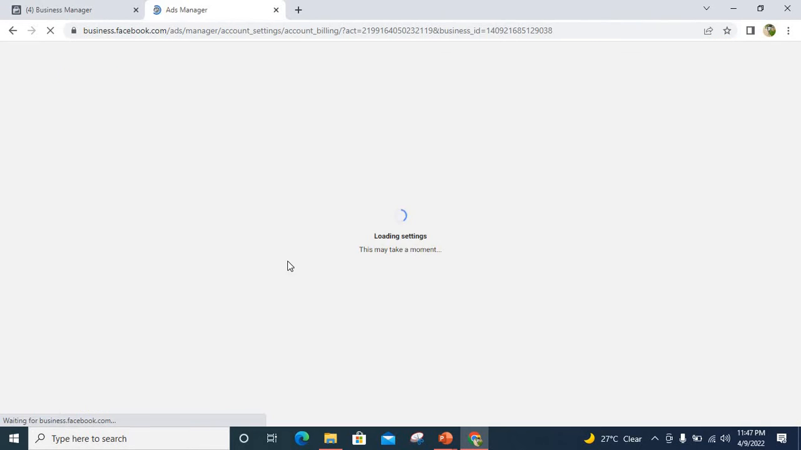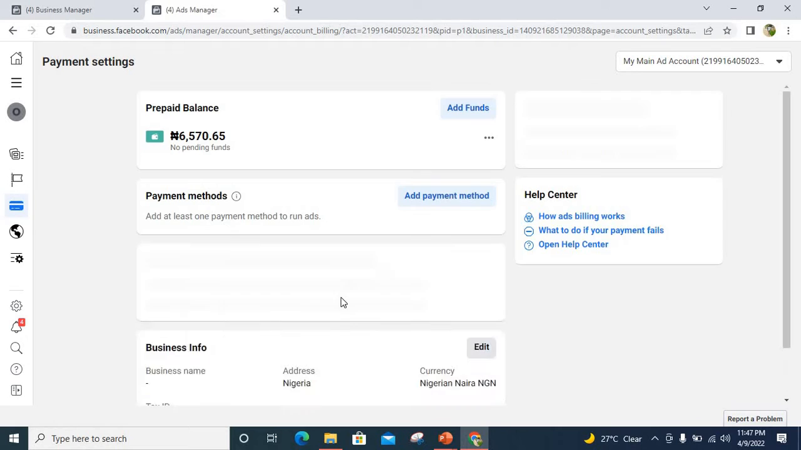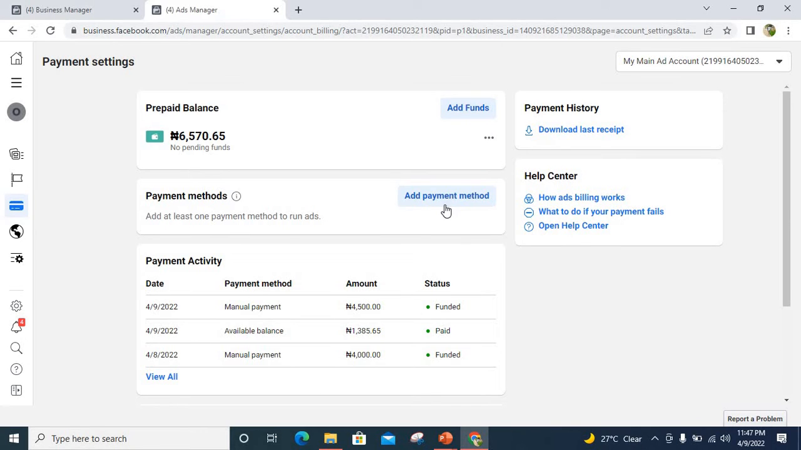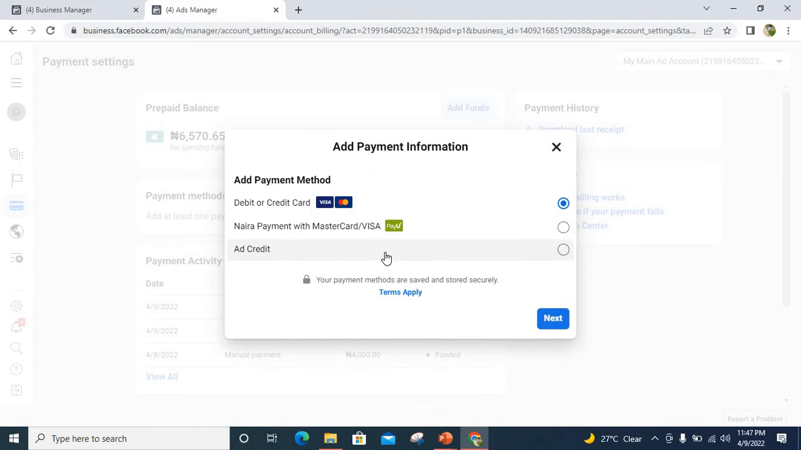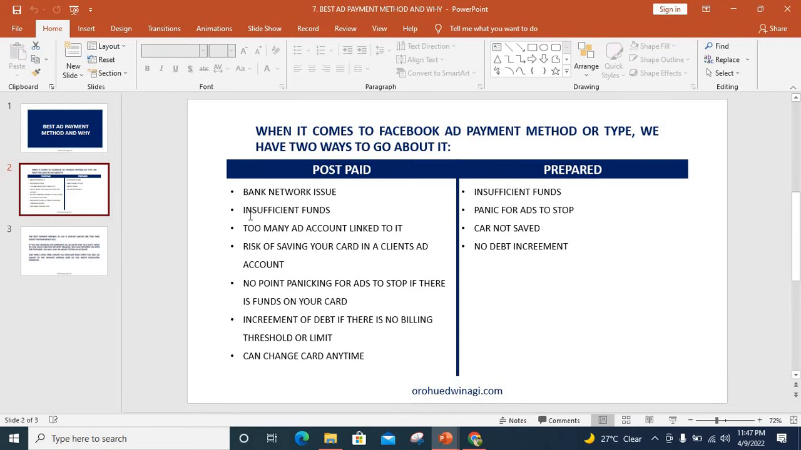Then let's go to settings and see about that of the postpaid. So you can see I can actually add another payment method. If I click on this, you can see I'll be able to add credit, debit card. So these are the three different payment methods. We have the debit or credit card, we have the Naira payment or with MasterCard, and then we have the add credit. So let's go into the postpaid and prepaid. Let's get to understand it.